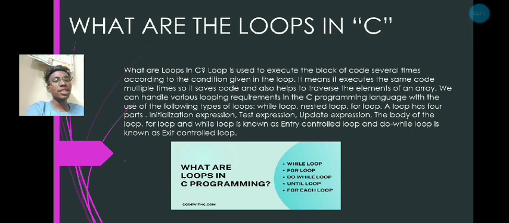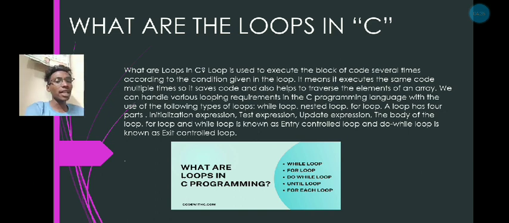What are the loops in C? A loop in C executes a block of code several times according to the condition given in the loop. That means it executes the same code multiple times by using the condition. We can handle the various looping requirements in the C programming language using the following loops: while loop, nested loop, for loop and do while loop.